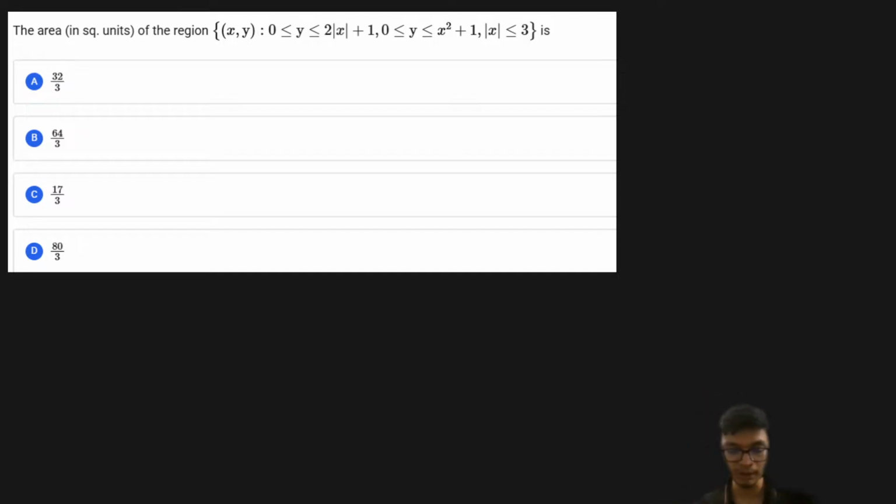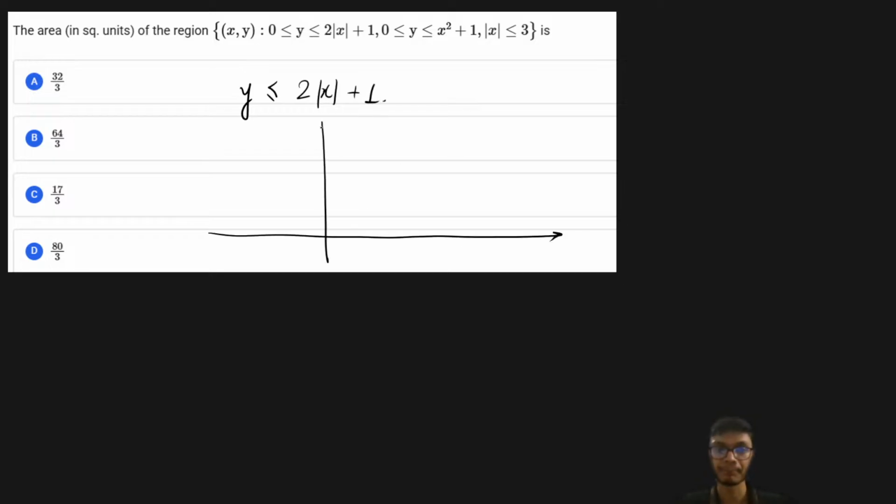So again, if I try to draw the region, the first curve is given as y is less than 2 times mod of x plus 1. So it is going to be a simple straight line. Let us plot that straight line, right? At x equal to 0, the value of y is 1, and at y equal to 0, putting 2x plus 1, the value of x is going to come out as minus 1 by 2, right?